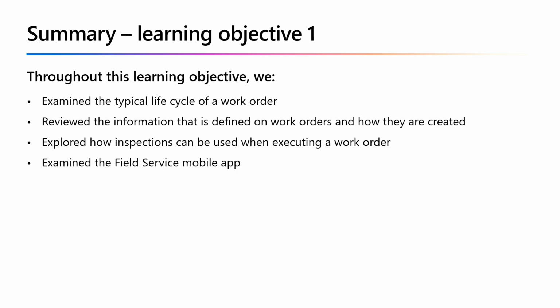In this learning objective, we examined the typical life cycle of a work order. We reviewed the information on work orders and how they're created. We explored how inspections can be used when executing a work order, and finally, we examined the Field Service mobile app. Now that you're familiar with the basic features and functionality available, your next step would be to examine the core capabilities of Dynamics 365 Field Service in more detail, such as better understanding the work order management, scheduling, inventory management, and asset management capabilities available.